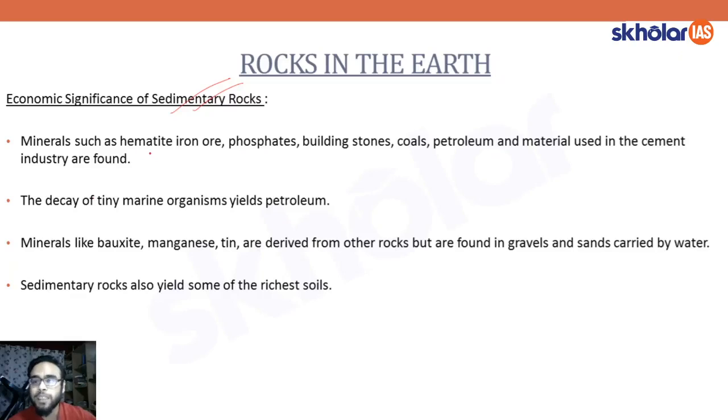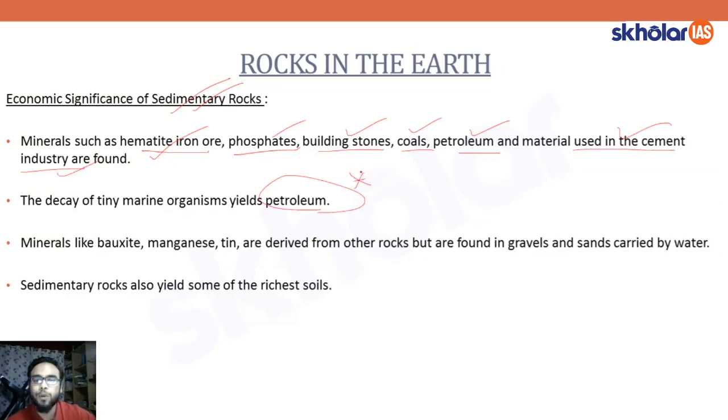Firstly, minerals such as hematite iron ore, phosphate, building stones, coals, petroleum, and materials used in cement are also found. That means sedimentary rocks will include what? It will include hematite ore, phosphates, building stones, coals, petroleum as well as materials which are used in the cement industries. Fine. The decay of tiny marine organisms yields petroleum.